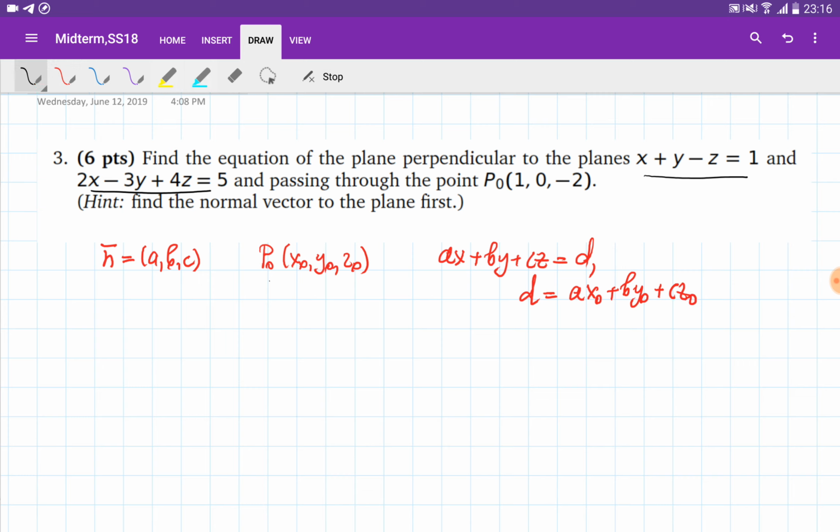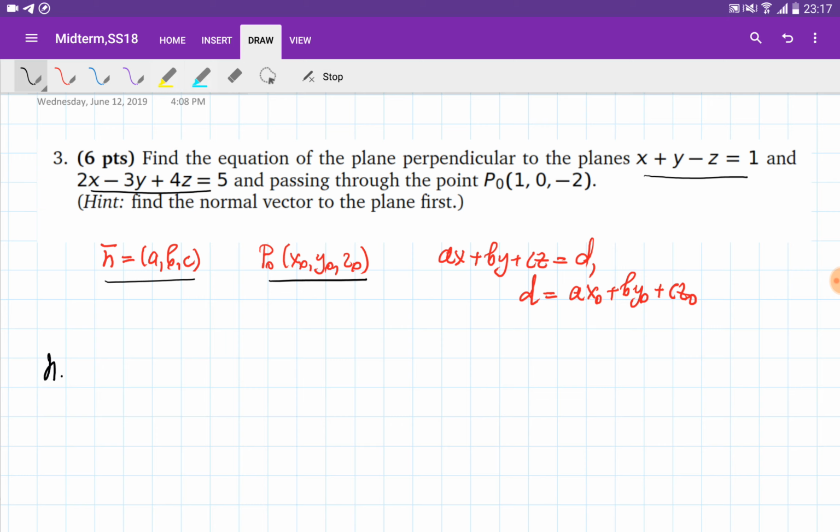So we are given a point on the plane and we need to find a normal vector. If our plane, which we would like to construct, is perpendicular to these two planes, it means that its normal vector n is going to be perpendicular to the normal vectors of these two planes, right?